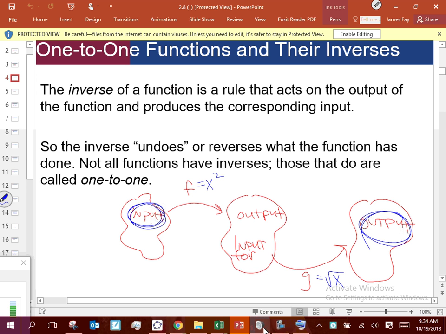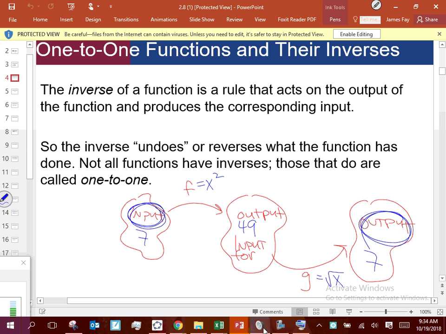So give me a number for my first input here. Okay, 7. Run 7 through x squared. What do you get? You get 49, right? Now take 49 as the input for G. What do you get when you run 49 through radical x? 7, right? Does that input match the final output? Yeah. So for 7, it tells me if those two things are inverse.